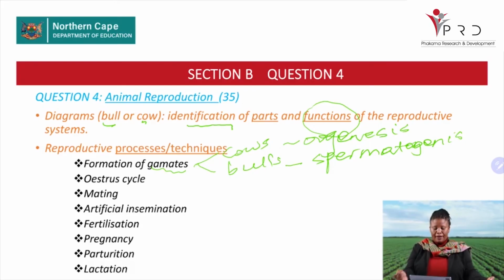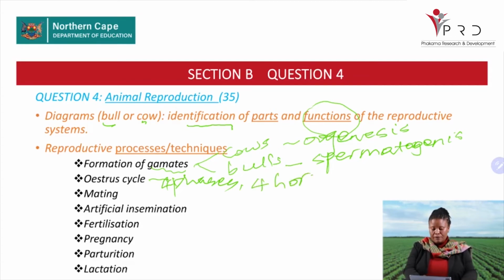Then we have to look at the oestrus cycle. The oestrus cycle is a main topic because it deals with females. In the oestrus cycle, you must know the phases. The oestrus cycle deals with four phases, which you also refer to as 4 stages. So it is not a complete oestrus cycle if you don't know the 4 hormones.